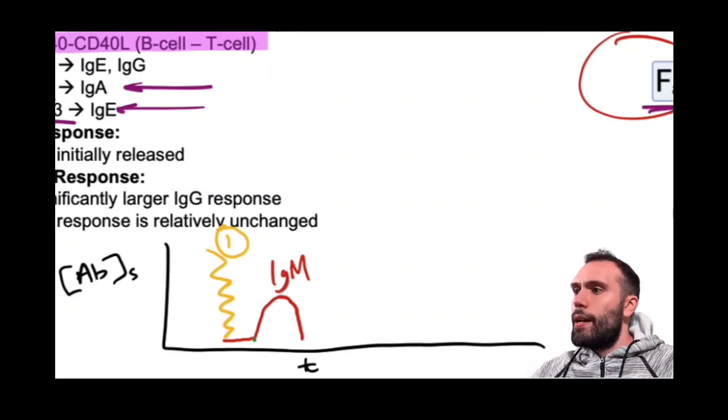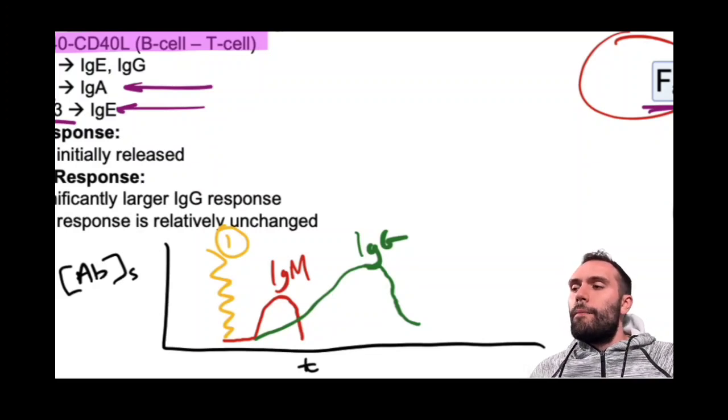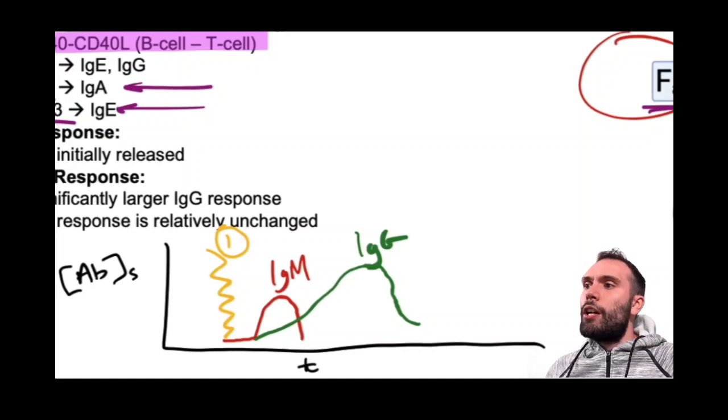We might also get some IgG being released. And the IgG response we'll get after class switching is actually going to be much greater than that initial IgM response. It's going to take B cells a little bit of time to undergo affinity maturation and isotype switching, but eventually we're going to generate an even stronger response using the IgG, all from that first exposure.